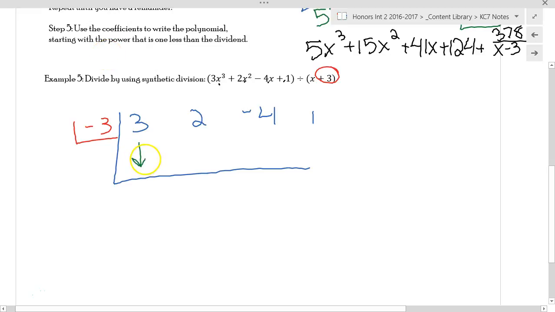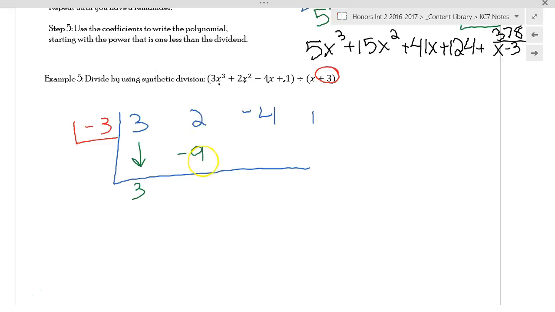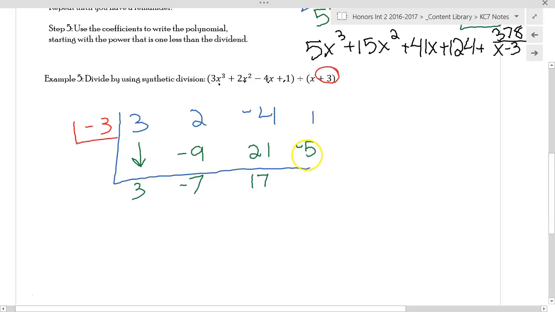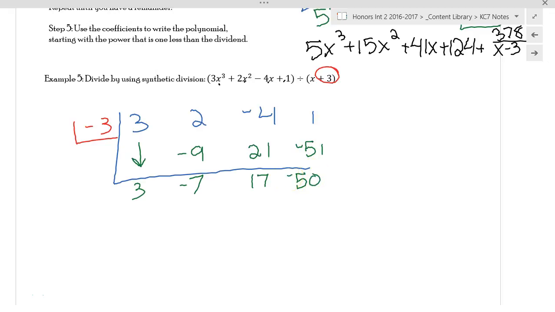Then, start just by bringing down, that's 3. -3 times 3 is -9. 2 plus -9 is -7. -3 times -7, that's 21. -4 plus 21, that's 17. -3 times 17, that's -51. 1 plus -51, that's -50. Okay? So this one goes real fast once you get good at the procedure. And again, all it is is practice.